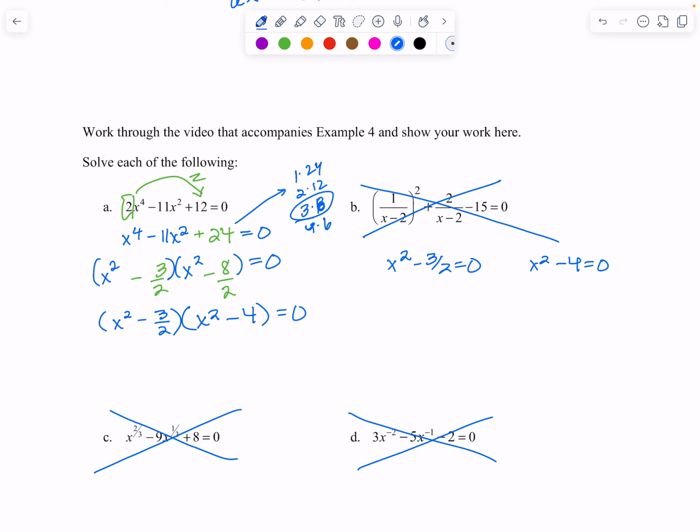And now I'm going to use the square root property. I'm going to move that guy over. x squared is 3 halves. Move that guy over. x squared is 4. I'm going to do the last one first because that is the easiest. When I take the square root of that, that's going to give me x equals plus or minus 2. So I got two answers. Now when I take the square root of this one, I'm going to get x equals plus or minus the square root of 3 halves.